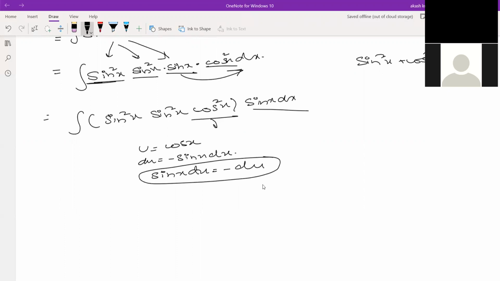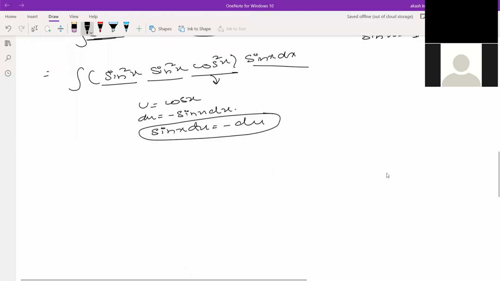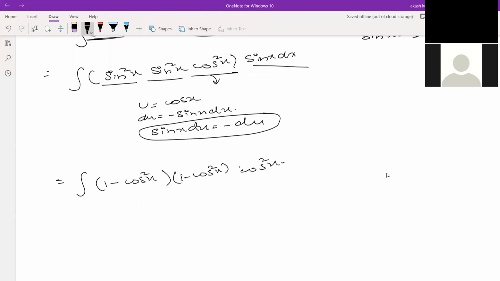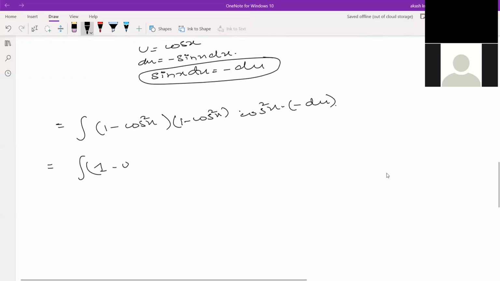Now I have u instead of cos square x. What should I write instead of sine square x? Here I have to use this identity, and there will be another cos square x. And instead of sine x dx, I can write down minus du. So instead of cos x, I can write down u. So it will become 1 minus u square, 1 minus u square. And cos square x will become u square minus du. Is it clear? Yeah. So now everything is in the u form.